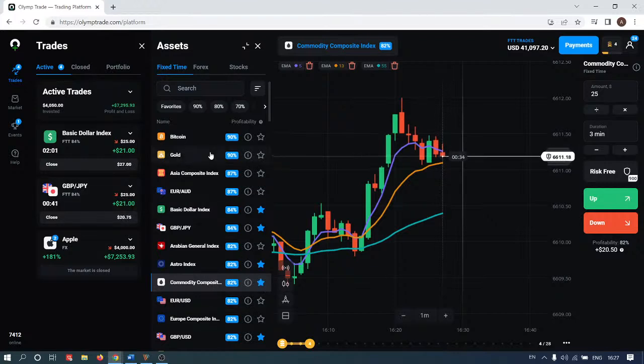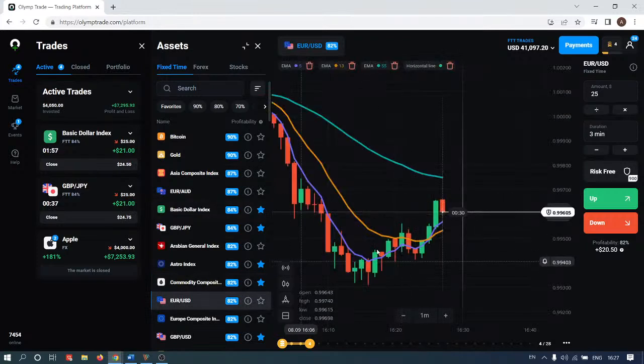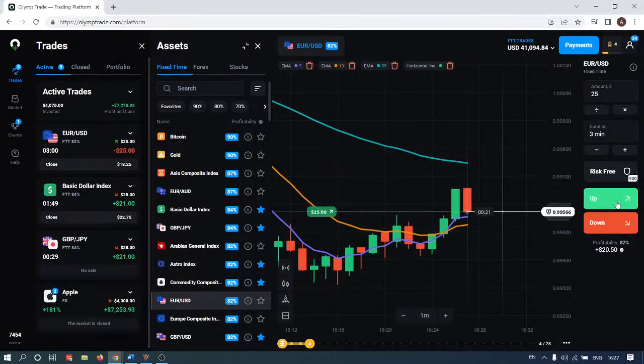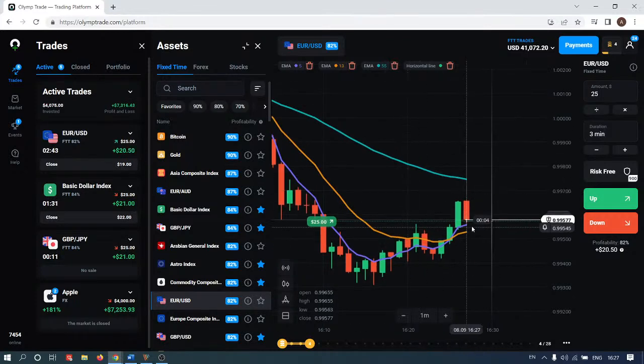All right, green day. What a green day. So, the Euro USD. Yes, let's give it a try. So I missed this exact moment when this crossing happened, and then I waited for a little pullback, and right on this pullback, I opened an up trade. So that's what you can do.